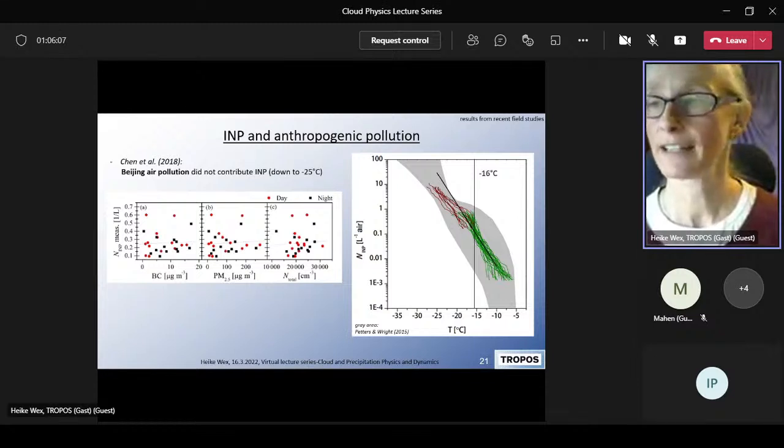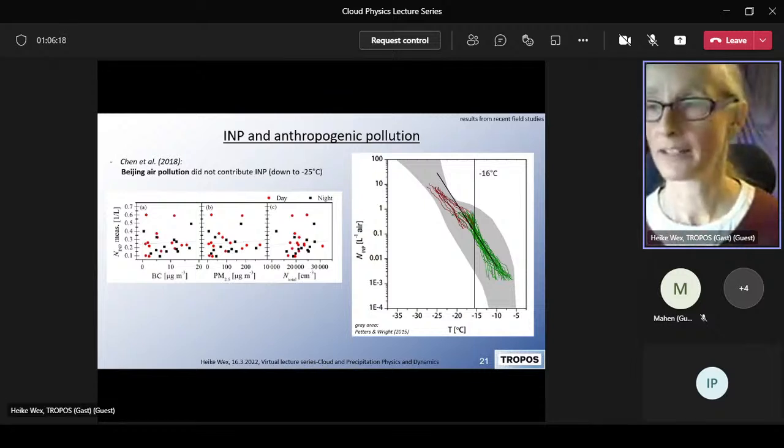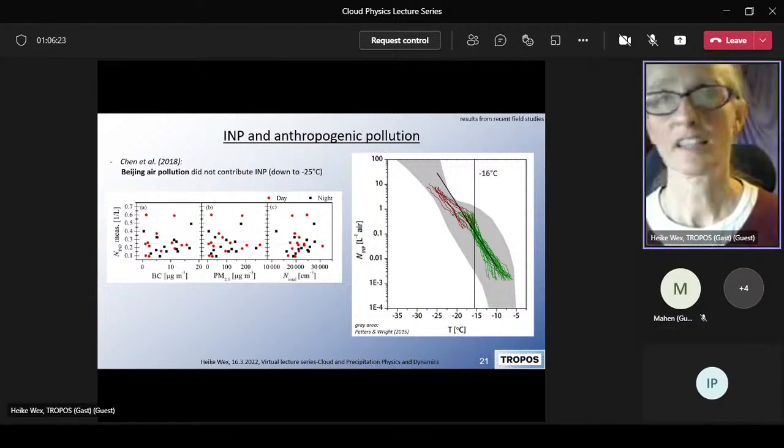And you see on the right-hand side in the background, the Patterson Wright background, as I promised you, you'll see that often. And then the green and brown are data from our 2 cold stages, the one with the larger droplets measuring at the higher temperature. And during the experiment, the conditions were varying wildly from clean to very polluted, but you see all these lines are very close to each other.